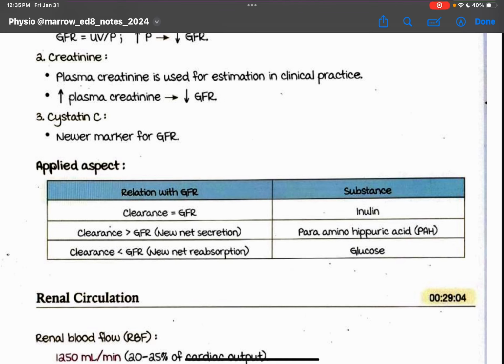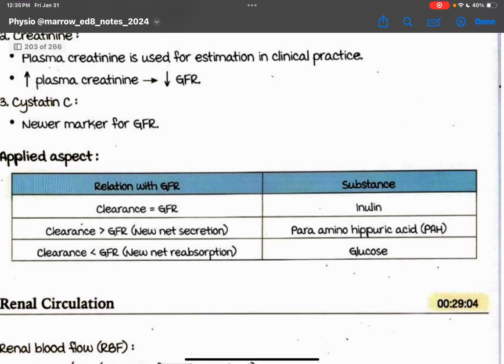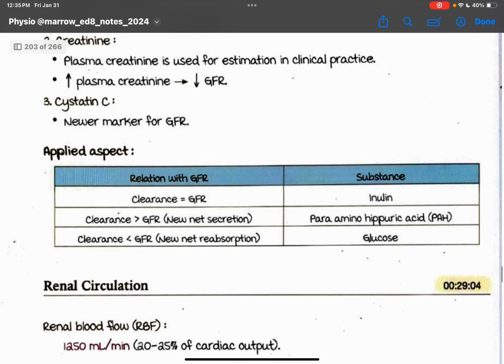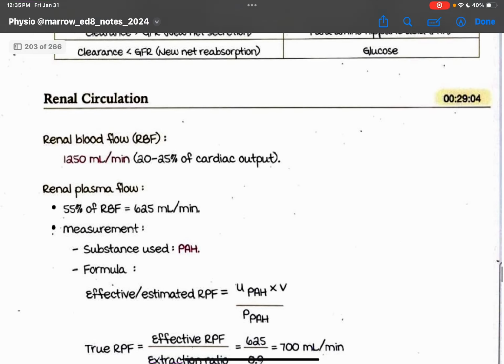Cystatin C is a newer marker for GFR. Applied aspect, relation of GFR and substance. Clearance equal to filtration rate is inulin. Clearance more than glomerular filtration rate means net secretion, as with para-aminohippuric acid, PAH. Clearance less than glomerular filtration rate means net reabsorption, as with glucose.